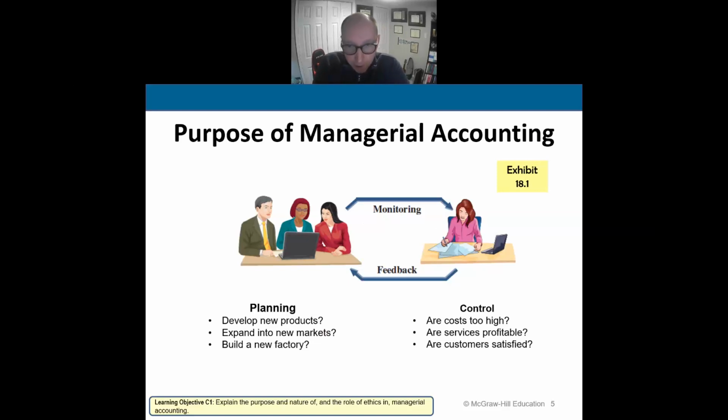As a manager, it's so important to manage the business based on feedback. There are 4 primary management responsibilities: planning, monitoring, controlling, and receiving feedback.